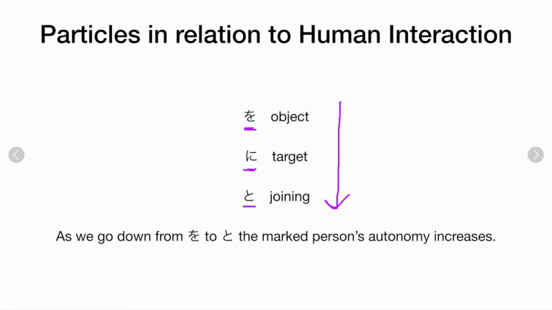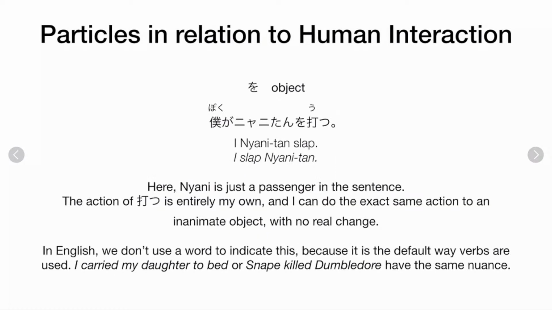Like when I say anata ni boru o nageru, I'm throwing the ball to you. There's some involvement there. You're expected to then receive the ball, do something with it. And then to is joining. We're both doing the action together. Right? So o as an object. So I have 3 sentences that basically are the same. I changed the verb here or there, but this should demonstrate how the person's autonomy increases.